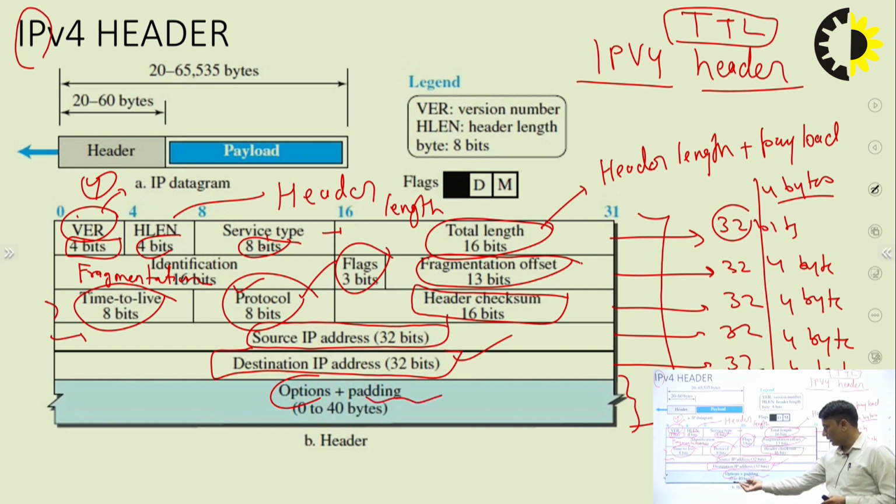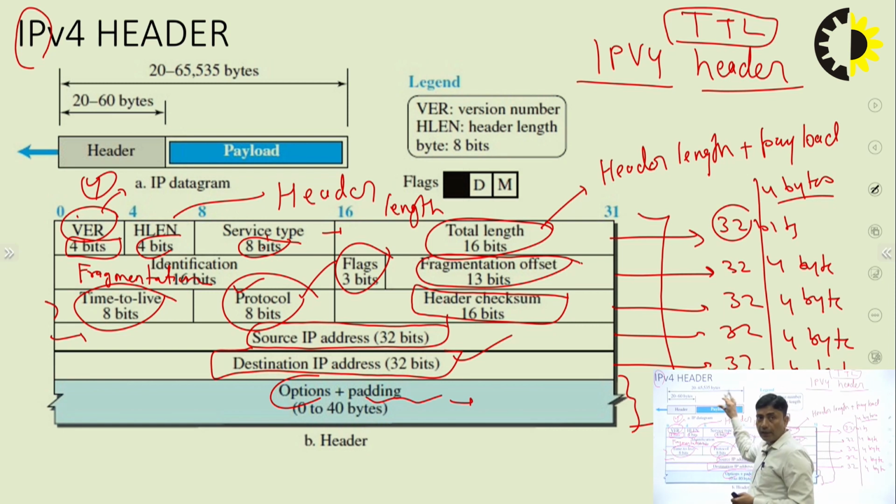And the last field is options plus padding, and this is 0 to 40 byte. This is not a mandatory field, but the above 5 fields are mandatory and must contain information. This options plus padding is optional, it may or may not be present, and that's why its length will be 0 to 40 byte. 0 means there is no option field present in this particular datagram. So it varies from 0 to 40 bytes.